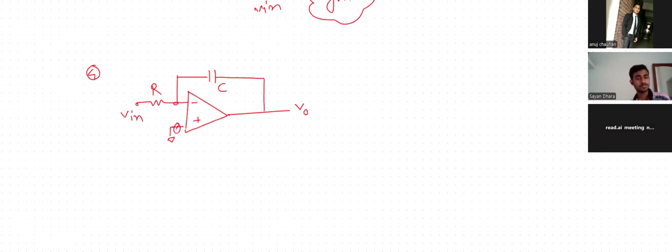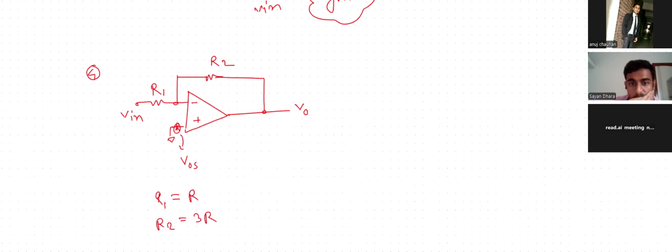There is some offset voltage that I call V offset. Better to take a resistor instead of a capacitor. This is R1 and this is R2, with R1 equal to R and R2 equal to VR. I want the expression for V out in terms of input voltage and offset voltage.